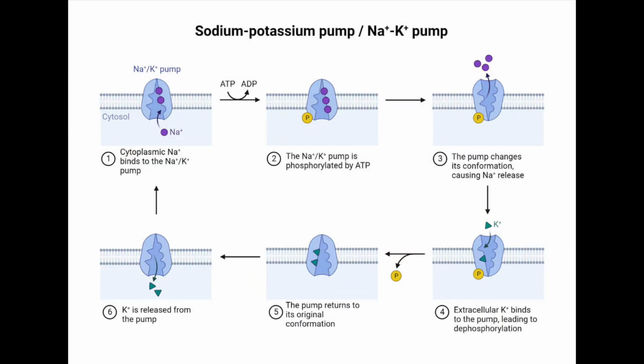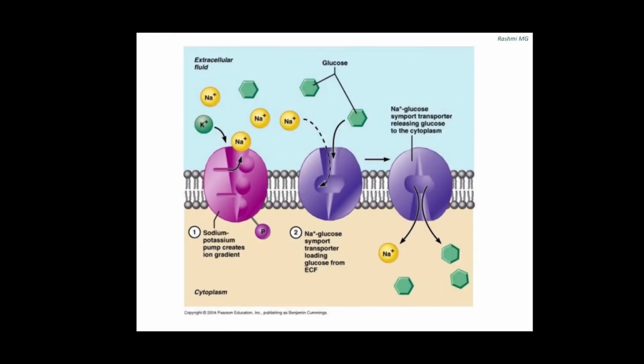It is a heterodimer composed of an alpha subunit and a glycoprotein beta subunit. The alpha subunit is responsible for ATP hydrolysis and ion pumping, while the beta subunit is important for the correct assembly of the ATPase in the endoplasmic reticulum. The alpha subunit contains 10 transmembrane segments.